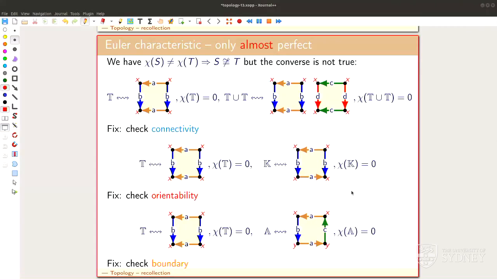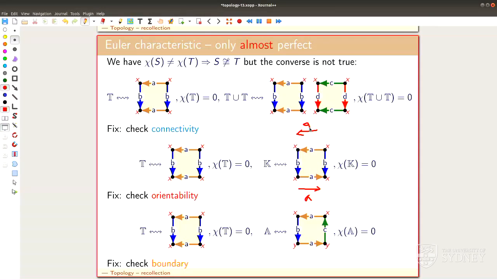And on the polygon, it's very easy to check. In this case here, those two edges point in the same direction, so A and A. So it's not orientable. So although the Euler characteristic is 0, orientability checks that this is true. And there's one more thing you need to check. So it's always connectivity, orientability, and the boundary. So Euler characteristic of the torus, again 0.